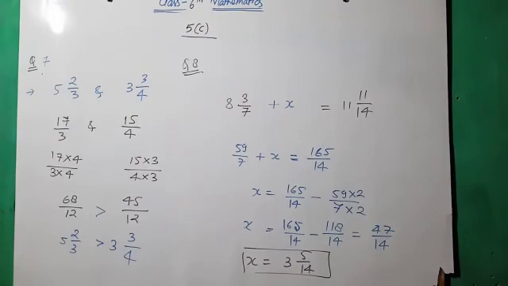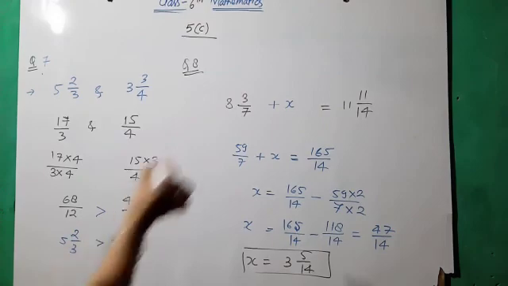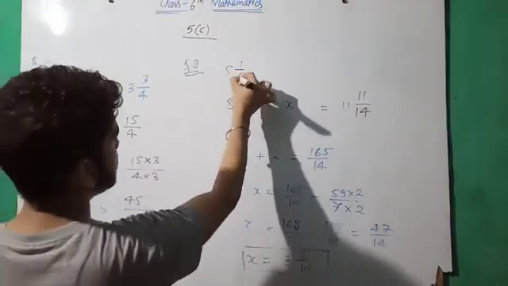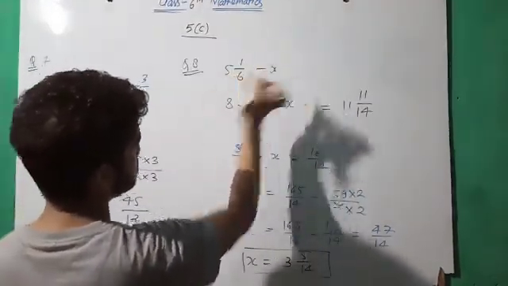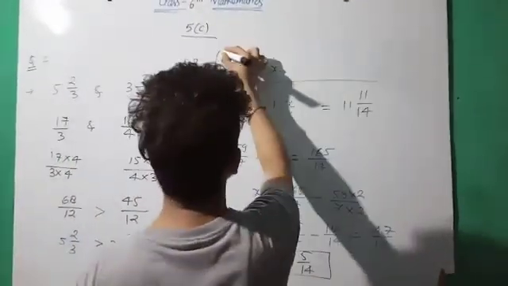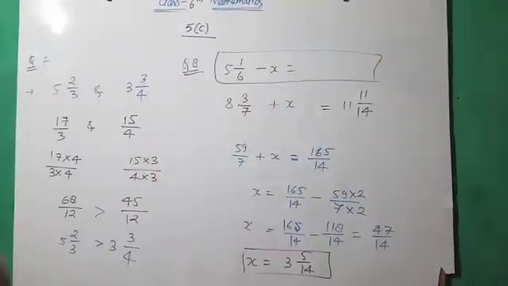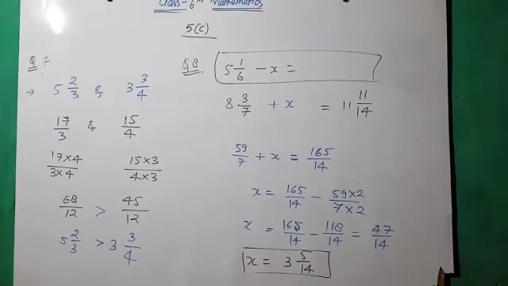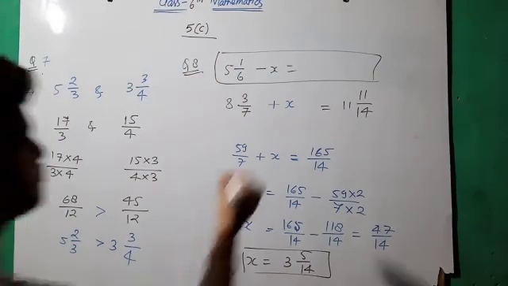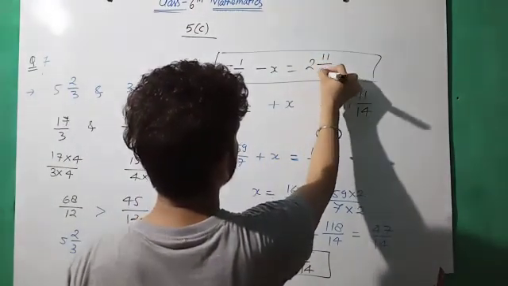Similarly, question number 9 is your homework. What must be subtracted from 5 whole 1 by 6 to get this? Okay, instead of that we have 5 whole 1 by 6 and what we have to subtract means x. Okay, this is the solution of question number 8 and our answer is 2 11 by 8. Sorry, question number 9. Okay.